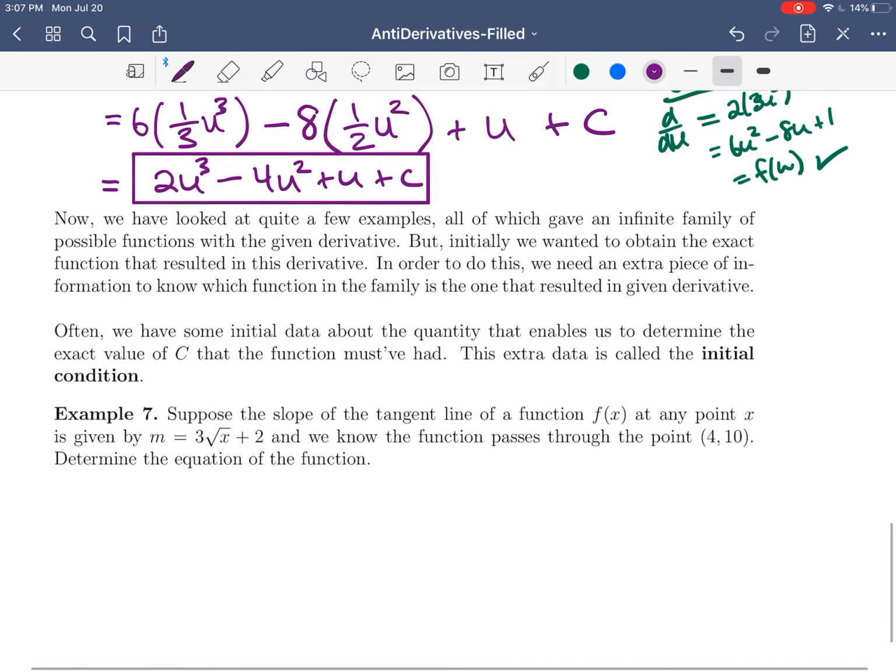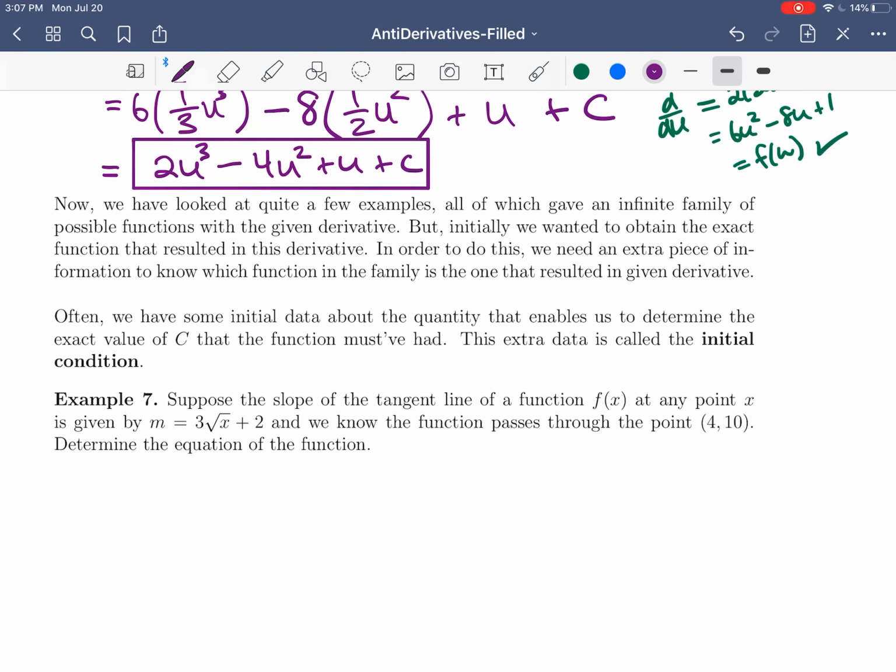Now, we've seen quite a few examples where we get an infinite family of functions with the given derivative. But we often want the exact function that has a certain derivative. To do that, we need an extra piece of information, known as an initial condition. It's some extra data, some extra value that enables us to know which value of c we actually need.